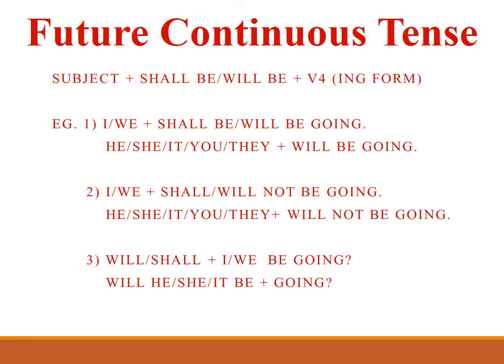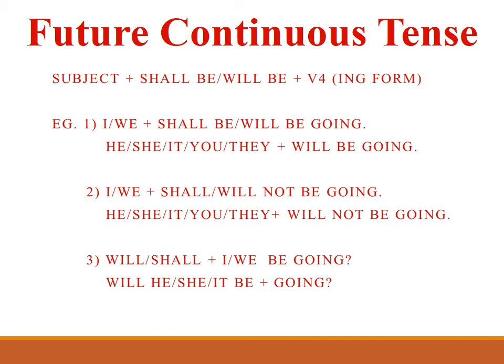Coming to future continuous tense. What is future continuous tense? Something which is in the future but is still going on in the future form. So what will be the form of the verb, children? Just look into the next line. Subject plus shall be or will be plus verb fourth form, verb plus ing. Example, I shall be going. I will be going.